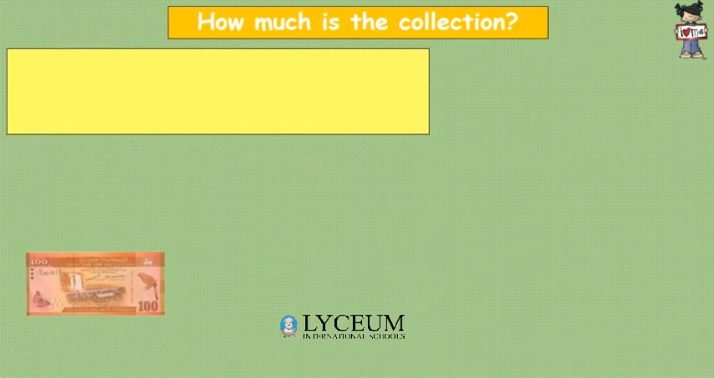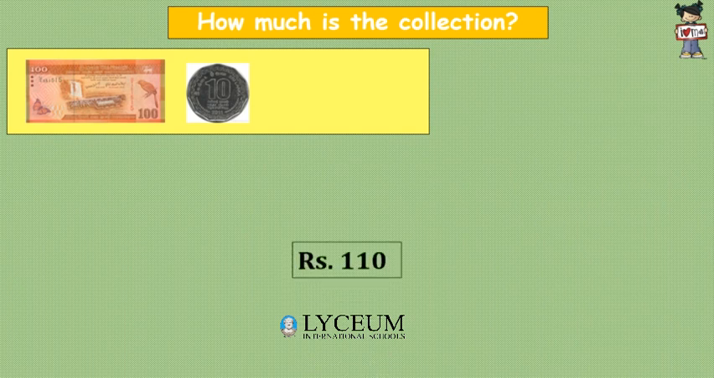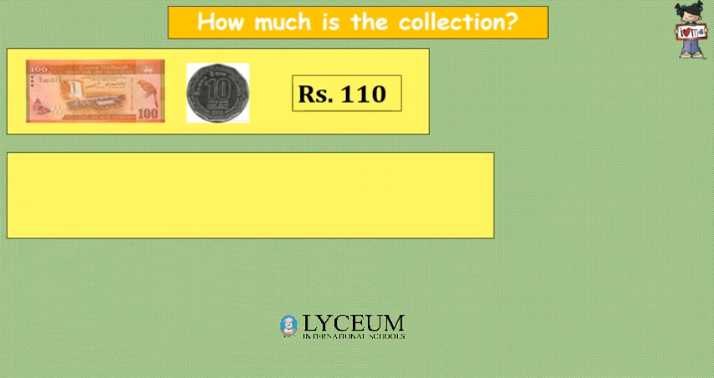Right. Now I'm going to add some 100 rupees. Okay? Let's see. Very easy, this one. 110. 110 makes, yes, very easy, 110 rupees. That was too easy for you. Next one.